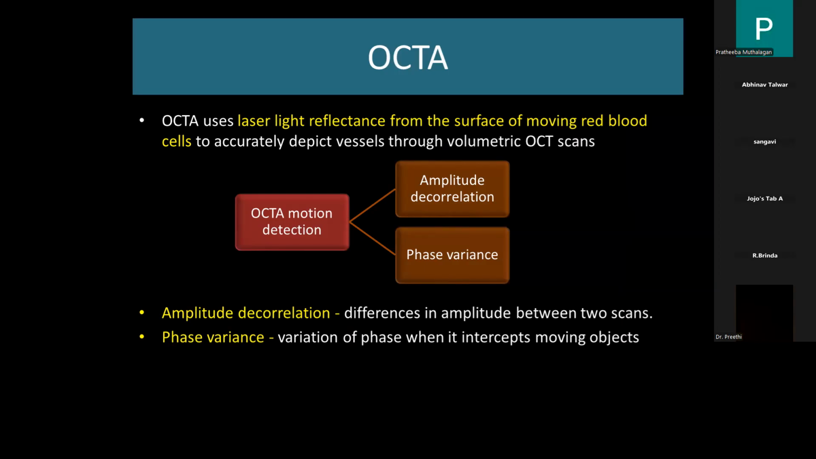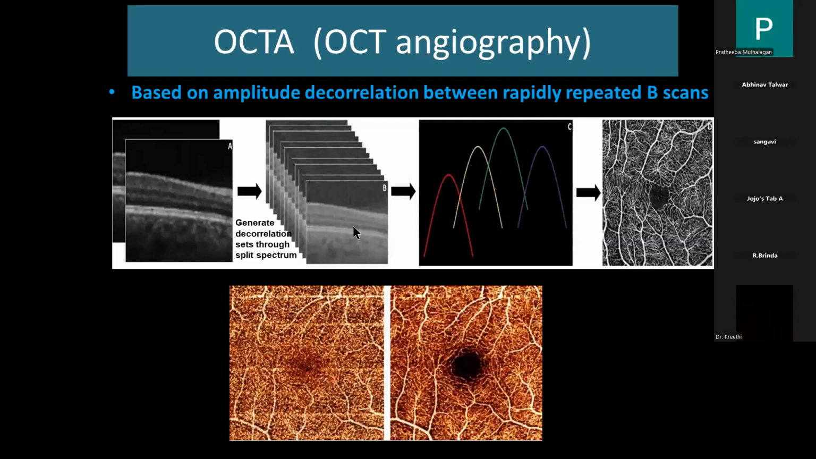The amplitude varies from one structure to the other structure. When there is an amplitude variation, you tend to get clear images. The other thing is the phase variance, where variation of phase, when it intercepts with moving objects, you tend to get an image. These are the principles of OCTA. As I told before, based on the amplitude decorrelation, serial scans are taken. You can see clear decorrelation between each of the reflected images, and you get an image.